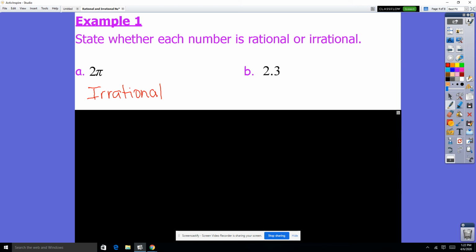Part B, we have a decimal, 2.3. This decimal stops. So if you have a decimal that stops, it's going to be a rational number.